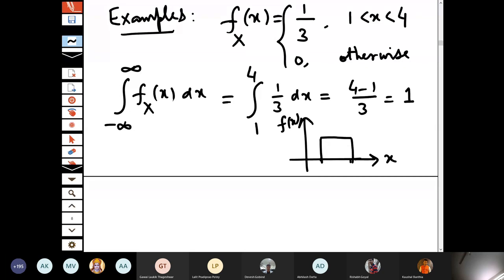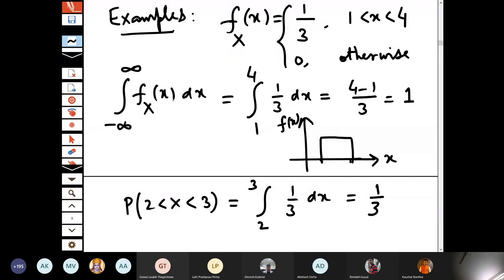So if I want to find out the probability, say, 2 less than x less than 3, this is the integral of 1 by 3 over the interval 2 to 3. So that is equal to 1 by 3. In the case of a continuous random variable, you can evaluate the probabilities of all the intervals, but you cannot calculate the probability of a point. In fact, the probability of every point will be 0.